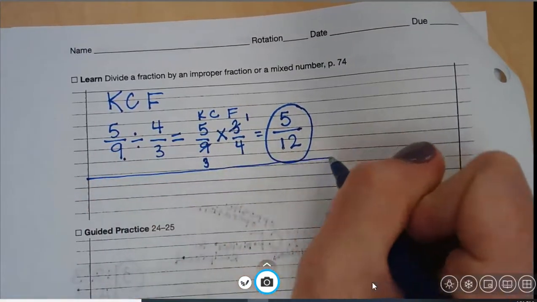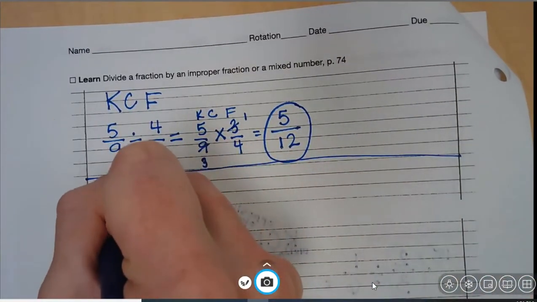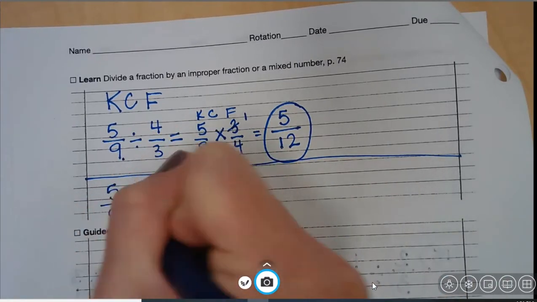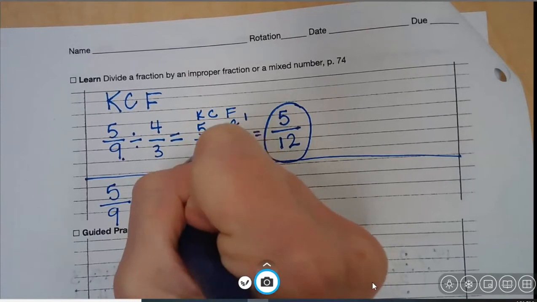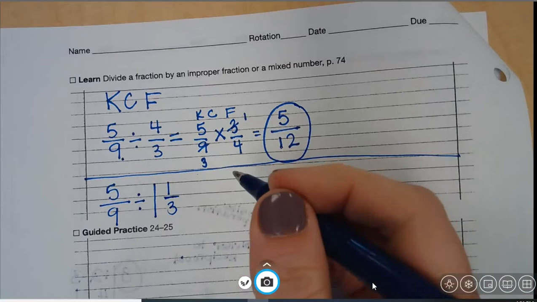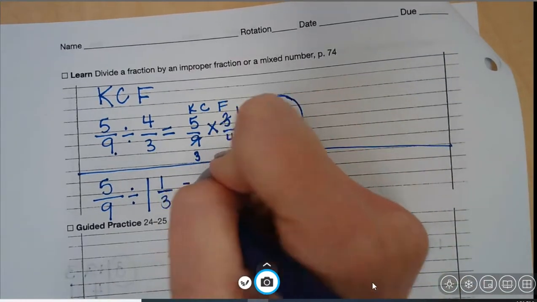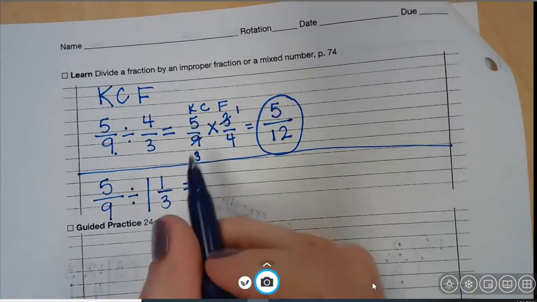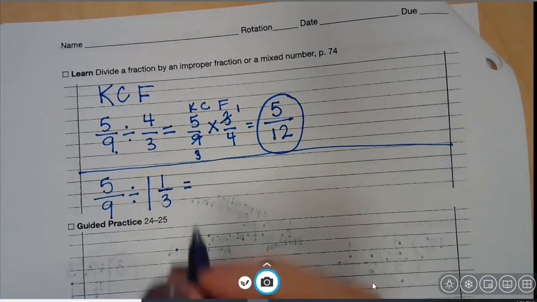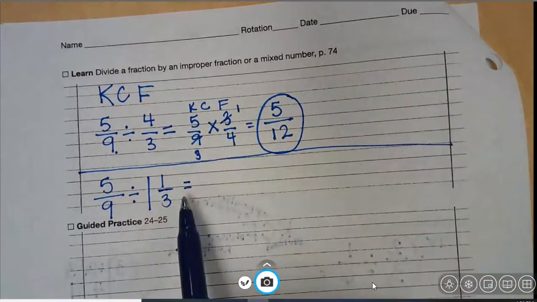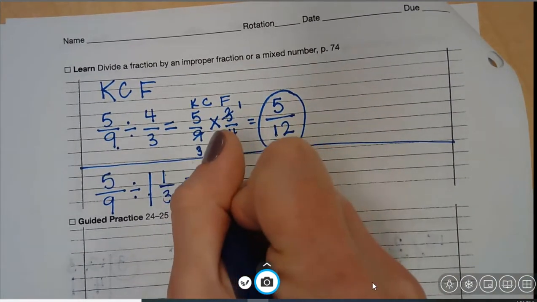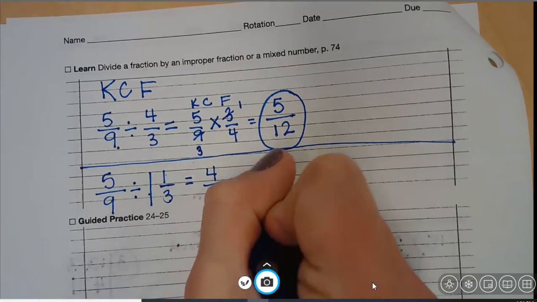And then if I had 5/9 and I want to divide it by 1 1/3, which is a mixed number, the first step is to change my mixed number into an improper fraction. And then I would continue on. So take 1 times 3 and then add the 1/3 and you get 4/3. And then you just complete the problem exactly like above.